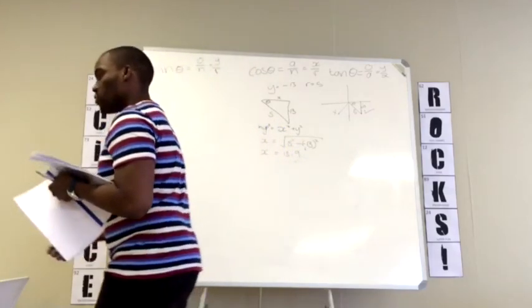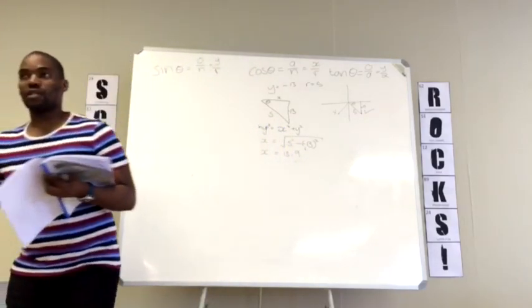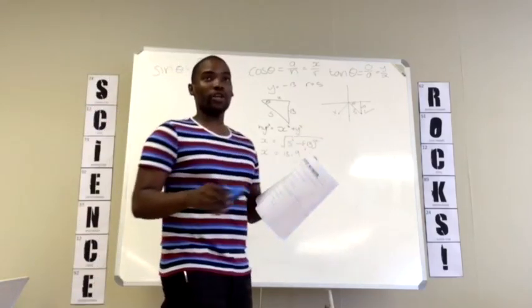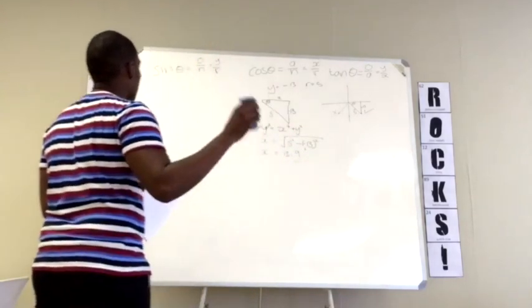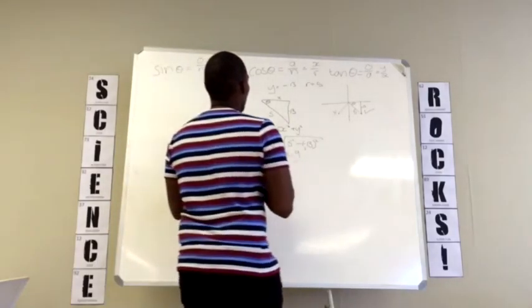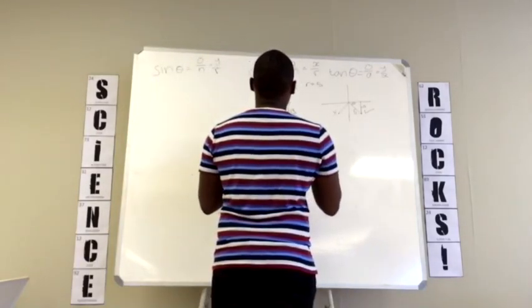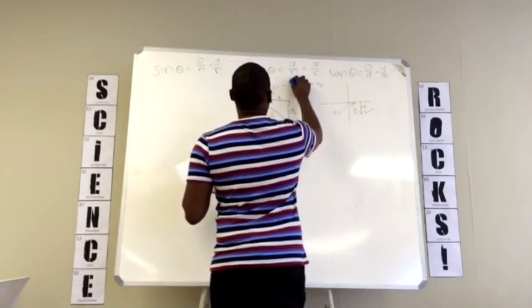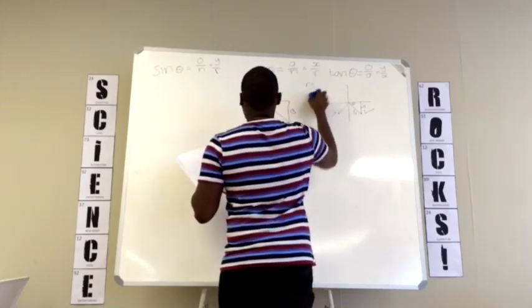It's meant to be negative 5 over 13. Please just put that correction in your books. It's meant to be negative 5 over 13, not negative 13 over 5. Okay. So then our r is 13 and our y is negative 5.